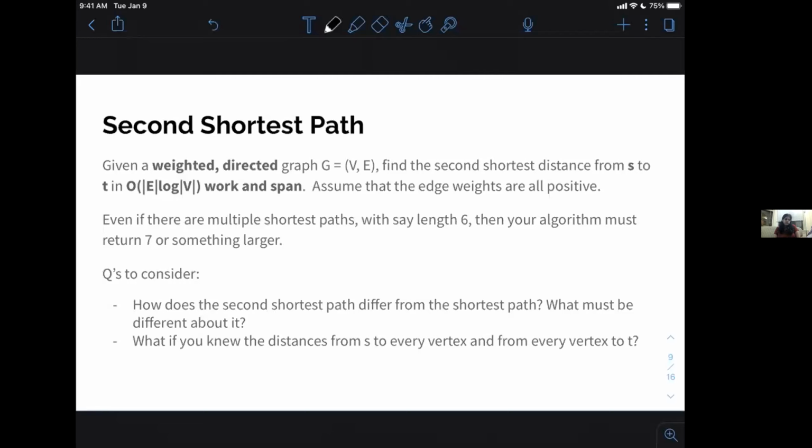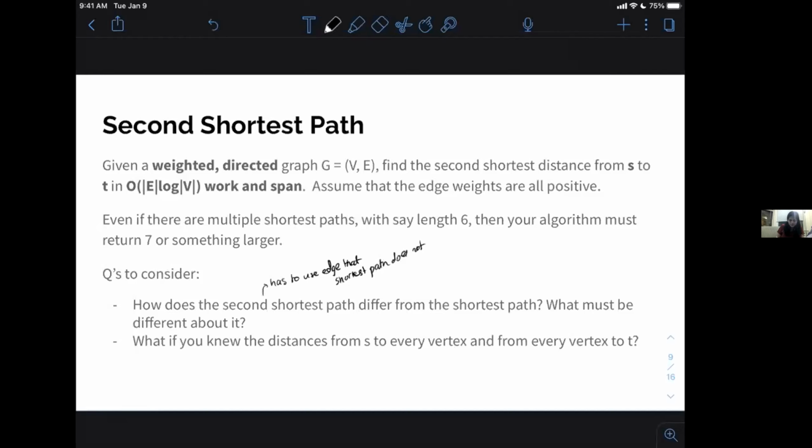Okay, so let's talk about these questions, right? The second shortest path has to use an edge that the shortest path doesn't use, right? So then how would you figure out? Yeah, do you want to expand on your idea? Yes, exactly. That's exactly right.